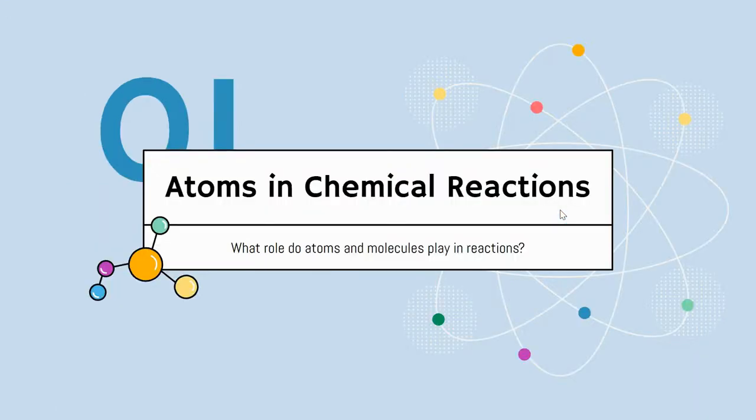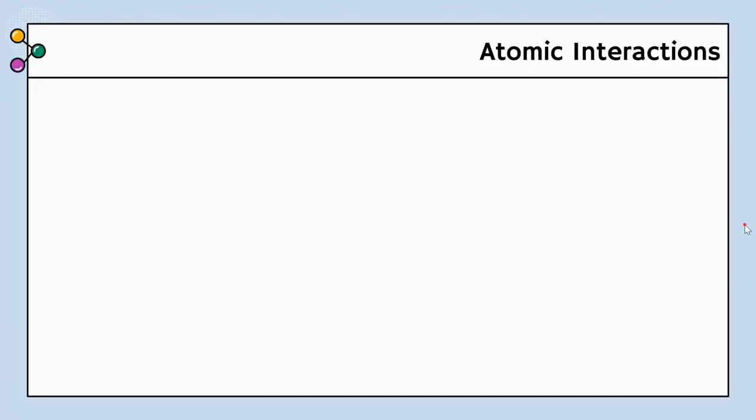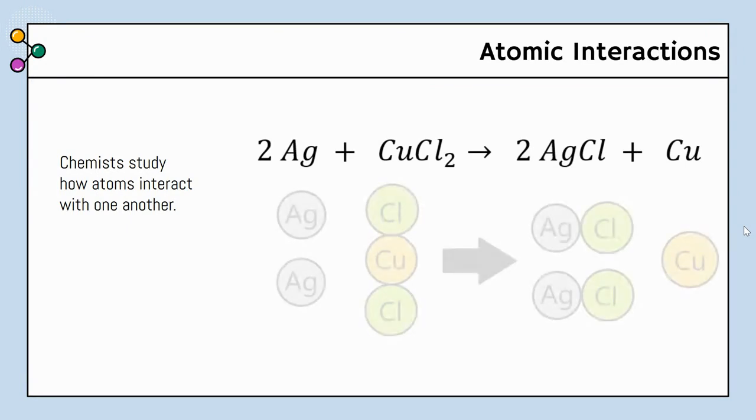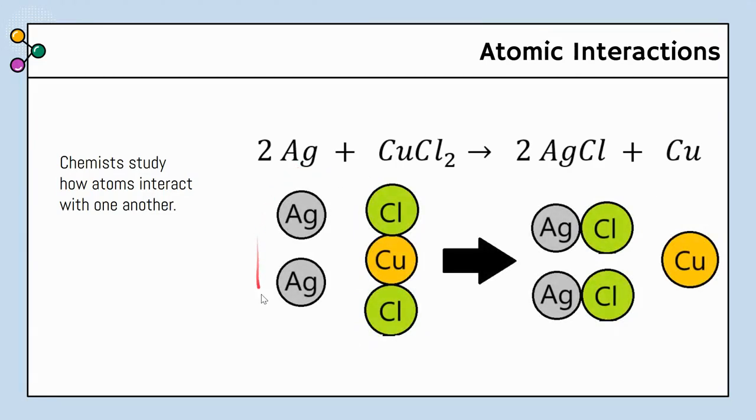So first, let's talk about atoms in chemical reactions. What role do they play? So in chemistry, we are really studying how atoms interact with one another. For instance, in this chemical reaction on screen, if I represent this as atoms and molecules, I can see that if I take two atoms of silver and react it with one molecule of copper 2 chloride, I'll create a new product. Silver chloride, two molecules of it here, and one atom of copper right here.